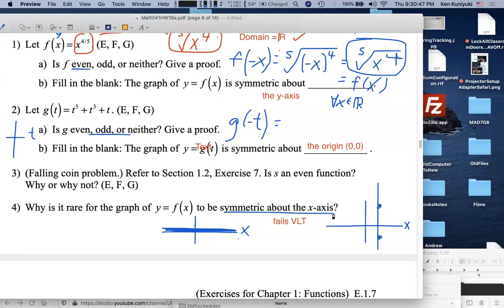Okay, thank you. Yes, you're welcome. Yes, these are key concept questions, right? What's a function? The graph's got to pass a VLT if you have y as a function of x. If you have x as a function of y, it's the HLT.